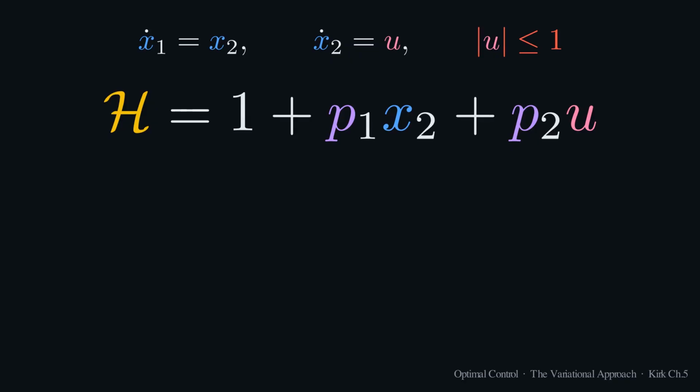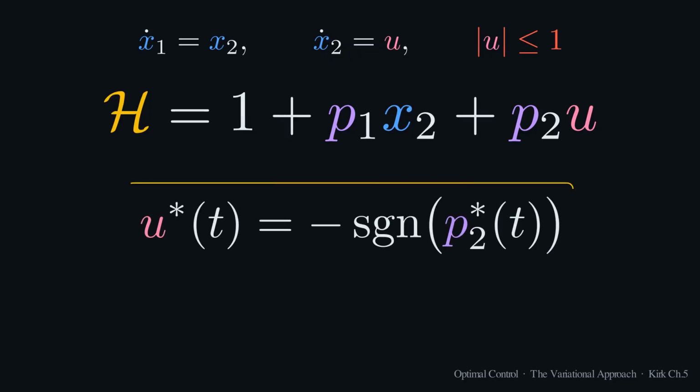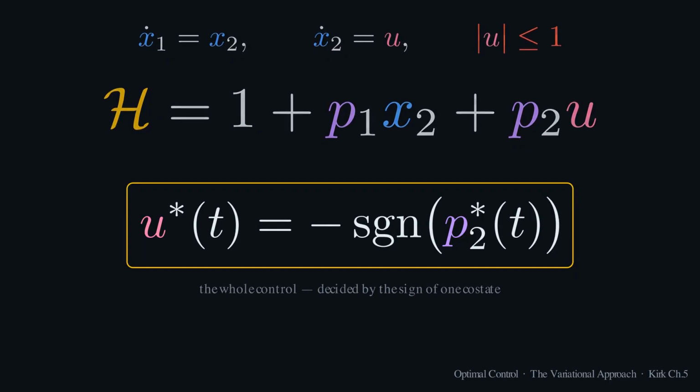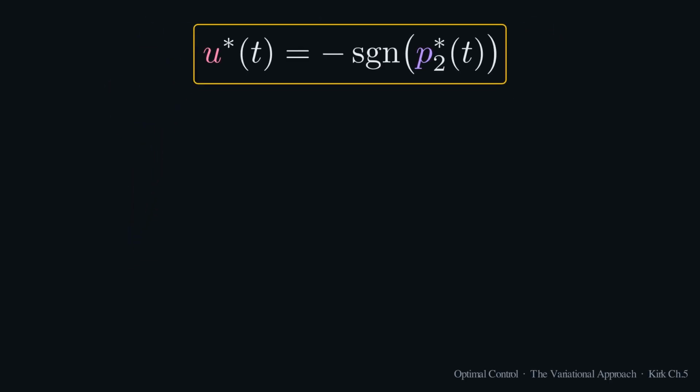The Hamiltonian is 1 plus p1 times x2 plus p2 times u. The control appears only in that last term. So the bang-bang law says u star equals minus the sign of p2. The whole control is decided by the sign of one costate.